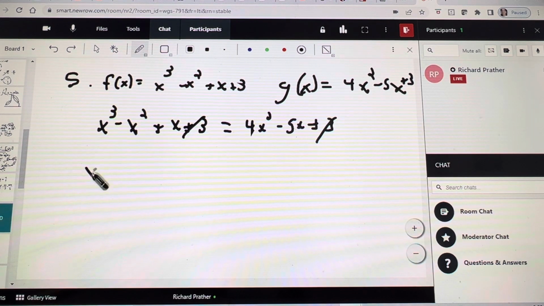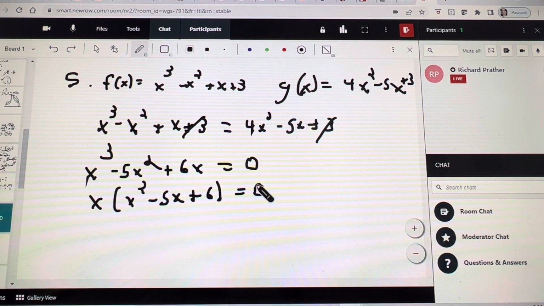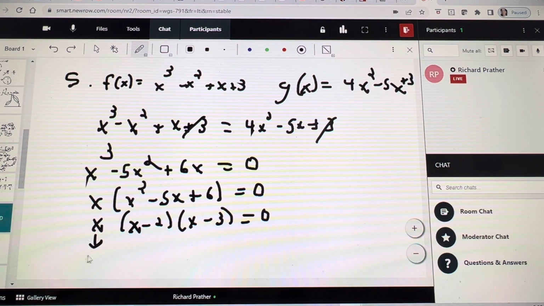So I'm going to have an x cubed minus this 4x squared. That would make minus 5x squared. Add this 5x over, then you'll get 6x. There's a GCF of x, leaving x squared minus 5x plus 6. That factors into x minus 2 and x minus 3. They cross each other 3 times: 0, 2, and 3.